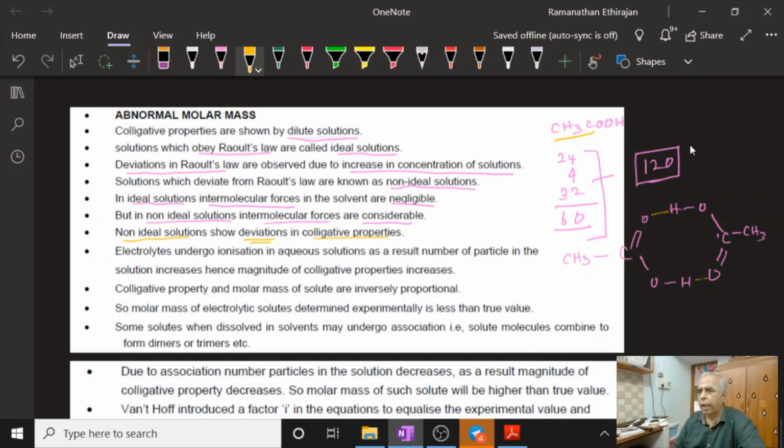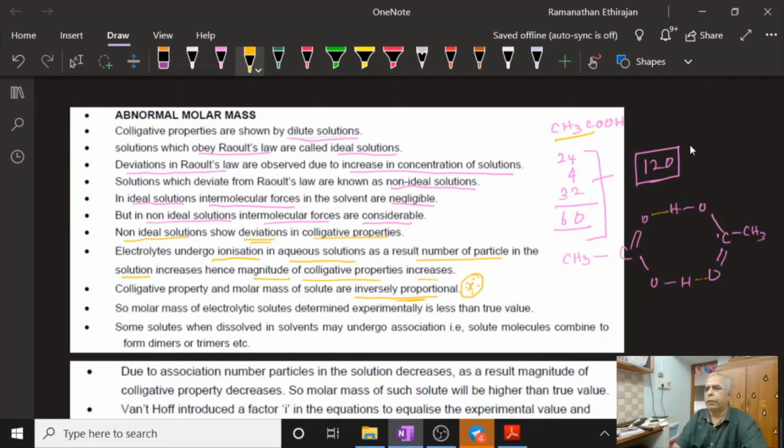Now, electrolytes undergo ionization in aqueous solutions. As a result, the number of particles in the solution increases in magnitude, and with the increase in magnitude, the colligative properties increase. And colligative property and molar mass of solute are inversely proportional. Understand this point: colligative property and molar mass are inversely proportional. This is a very important point, so we will explain based on the colligative property.